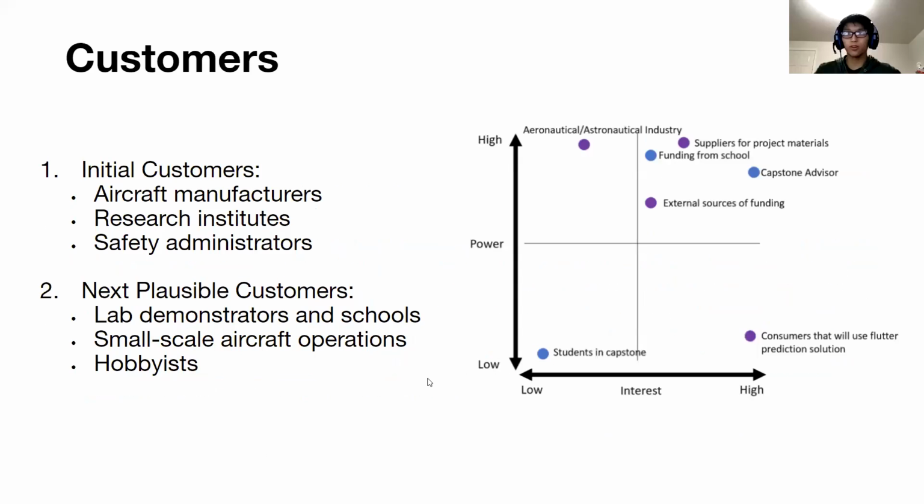All right, so who are our customers? When we start our project, our initial customers are going to be aircraft manufacturers, research institutes, and safety administrators. So we're going to be focusing on satisfying their needs. And then we're going to start satisfying our next possible customers, who are lab demonstrators, schools, small-scale aircraft operations, and maybe even hobbyists.